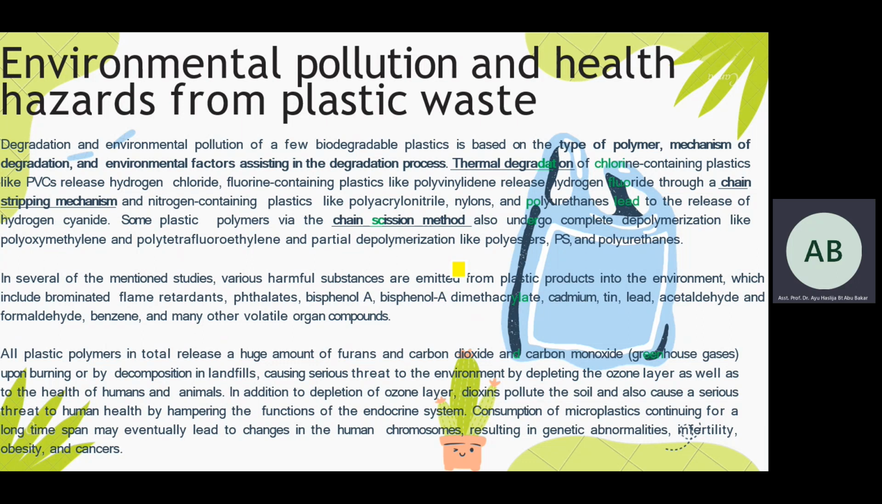Okay, how to degrade this plastic waste? There are a few types of degradation process. We have thermal degradation. Certain types of plastic are suitable to be degraded thermally, like chlorine-containing plastic, PVCs. But fluorine-containing plastic like polyvinylidene will release hydrogen fluoride. So it is not quite suitable for thermal degradation.